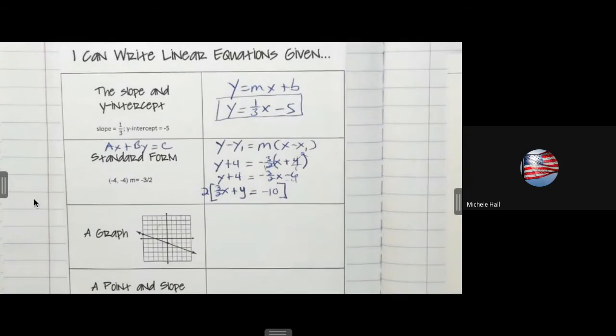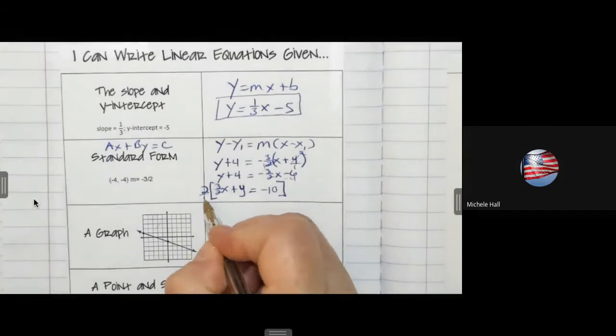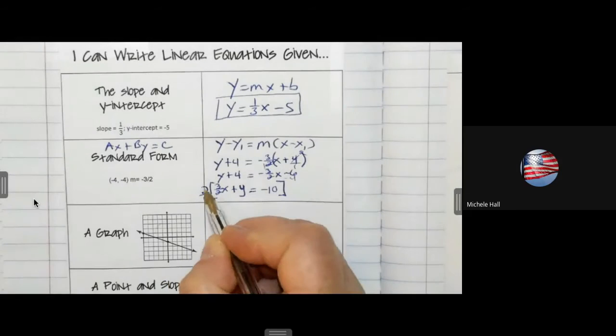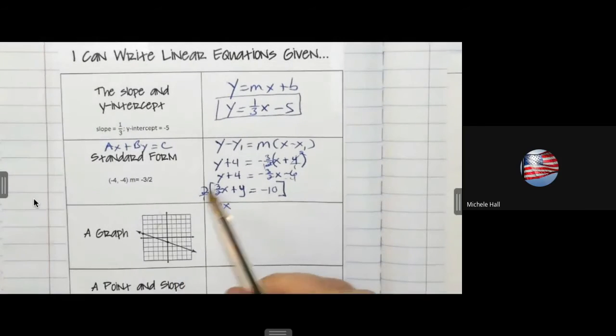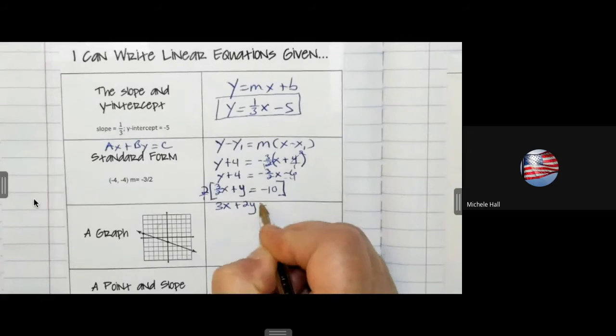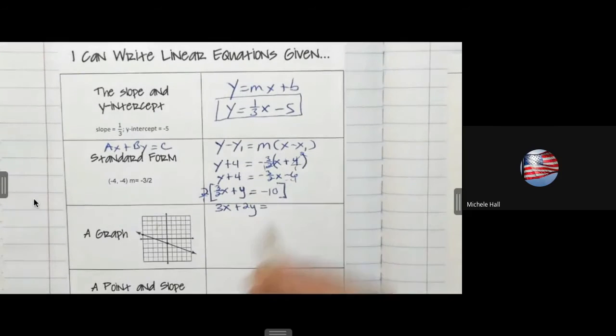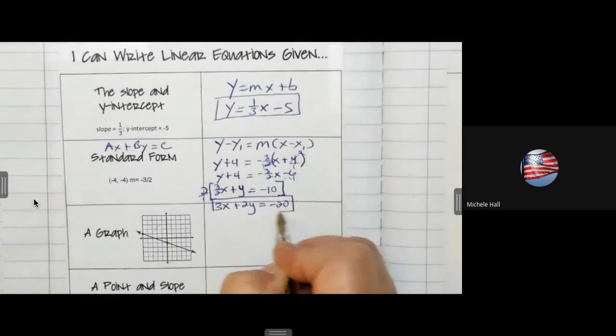So how many times am I going to multiply by 2? That's right, it'd be just like the distributive property. There are 3 terms that need to be multiplied by 2. On the first one, if I've done it correctly, they're going to cancel. I have a 2 in the numerator and a 2 in the denominator. When those cancel, what's left? 3x. And now I need to multiply that 2 to the y. 2 times y is 2y equals 2 times negative 10 is negative 20. Now this is A plus standard form.